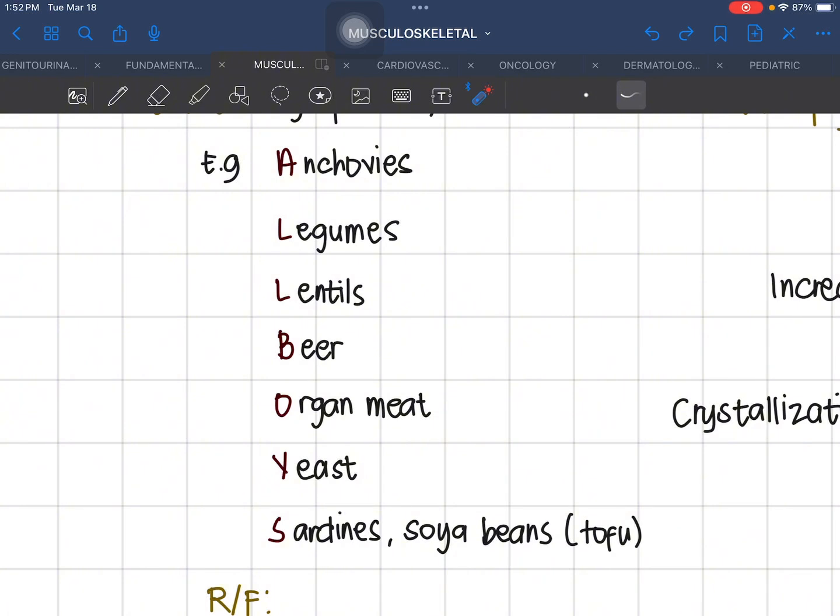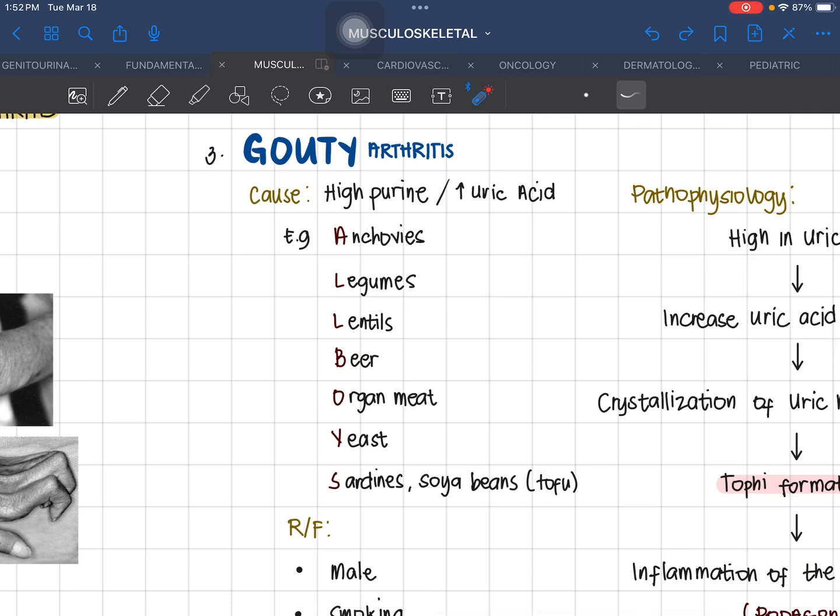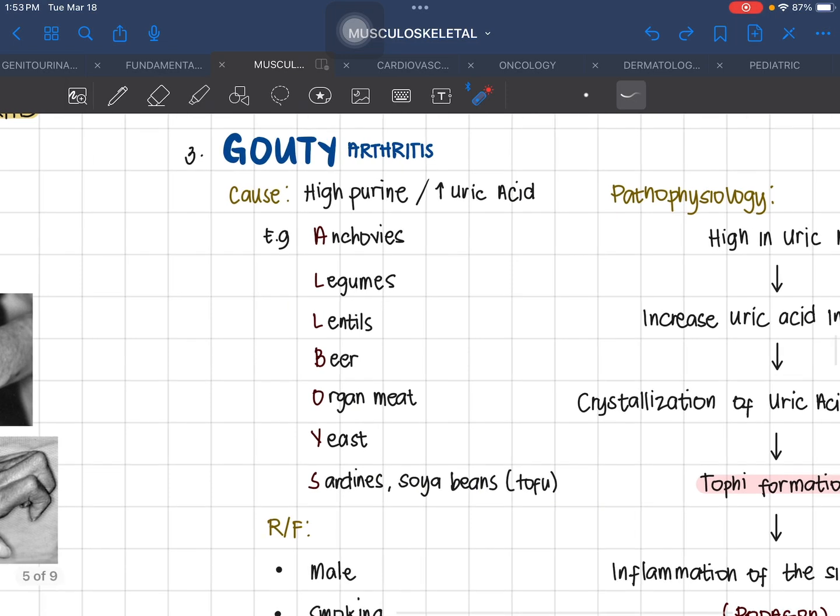beer. O stands for organ meat. And Y stands for yeast. And S stands for sardines or mga soya beans, tofu, ganon. Again, all boys, yun yung tatandaan natin. Yun yung mga foods that are high in purine o high in uric acid. Ulitin lang natin ha. Anchovies, legumes, lentils, beer, organ meats, and then yeast, at saka sardines and soya beans o yung mga tofu.